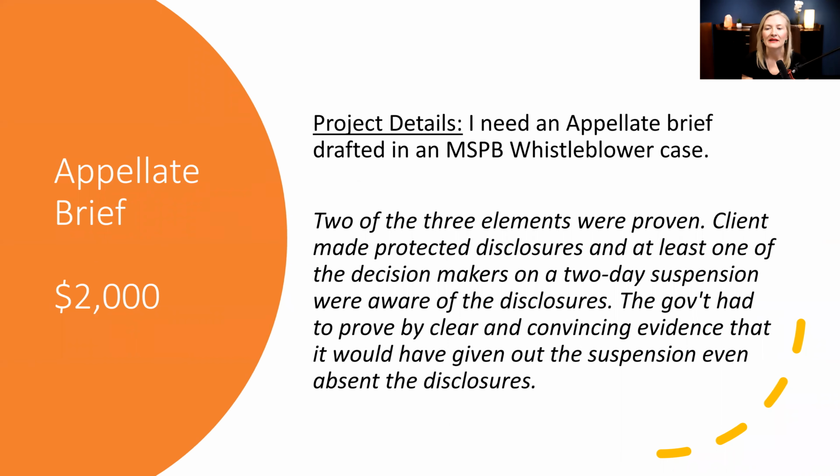Here's one. This is the one from our longtime user, an employment lawyer on the East Coast, who needed help to draft an appellate brief on a whistleblower case involving the government. $2,000, and they said that 2 or 3 elements of the case were proven. So really the appeal was as to a third.